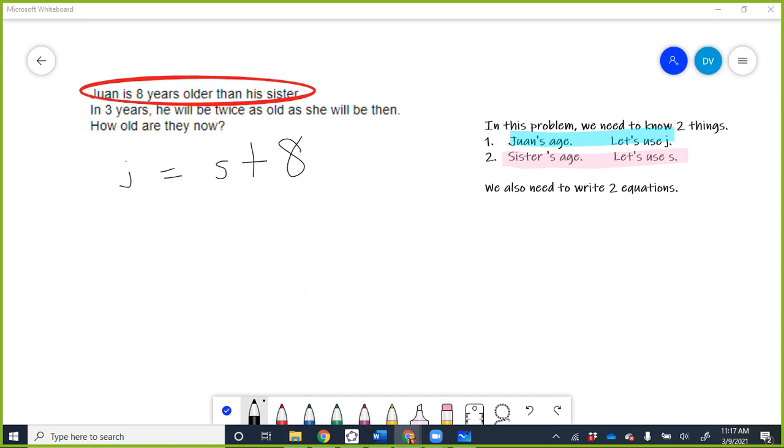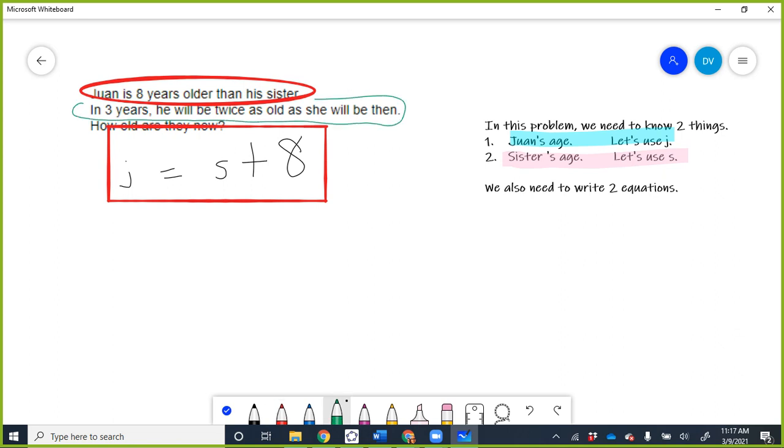All right, so I'm going to call that the red equation. I'm going to put a red box around it. Now we need another equation, and I'm going to use a different color. Let's use green. And that equation will come from this sentence. In 3 years, and I'm paraphrasing, Juan will be twice as old as his sister will be in 3 years.